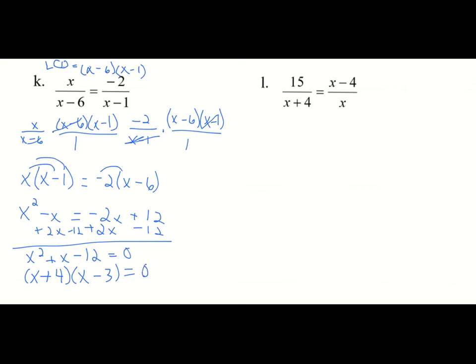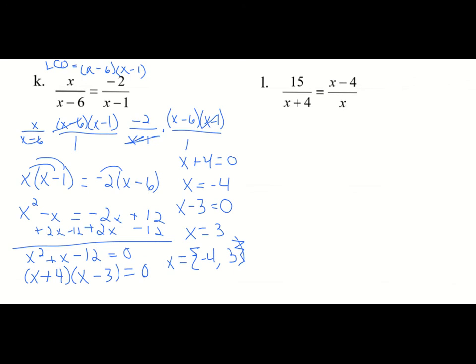And then again, when I set them to 0, x plus 4 equals 0. So x is going to equal negative 4, because I would subtract 4 from both sides. And x minus 3 equals 0. I would add 3 to both sides, so x is going to equal positive 3. And here, if I plug in 3 or negative 4 to either of those, it still works. In my denominators, I would not get a 0. So they are both true solutions.